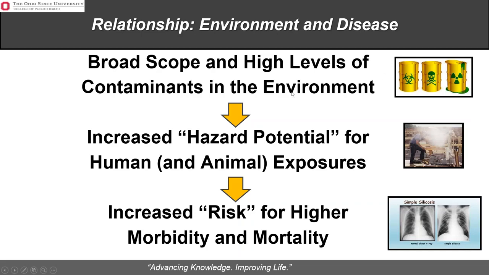If you control it here, that's a primary prevention. And therefore, by reducing the scope and levels of contaminants in the environment, you decrease the hazard potential and you would decrease the risk for morbidity and mortality. But this demonstrates very simply if it progresses unchecked.